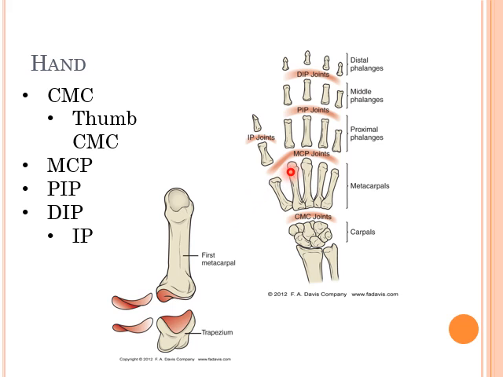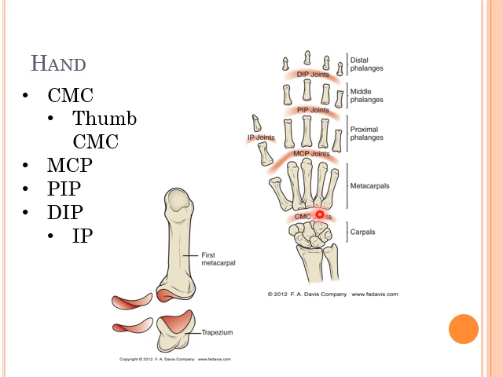Now, when you look at the rest of the CMC joints down in here, sorry, I was traveling up a little too far away there. If you look at the rest of the CMC joints, they will still move, but there will be different amounts of movement depending upon where you're at. The second CMC, which is right here, has very minimal movement. The third has even less.